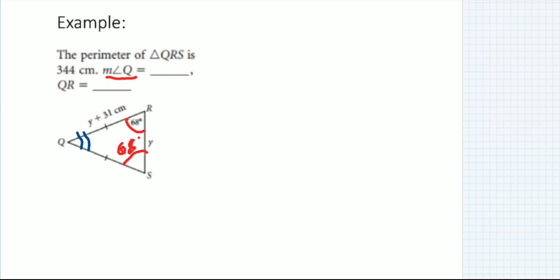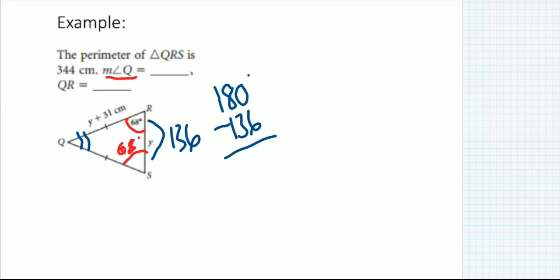So I know 68, it's twice, and so these two together is equal to 136. And then I also know the sum of all the angles in a triangle is equal to 180. So if I subtract that, that's going to equal 44. So boom, I have my first answer, 44 degrees. Okay. So now let's go ahead and work with the sides. We're done with the angles.